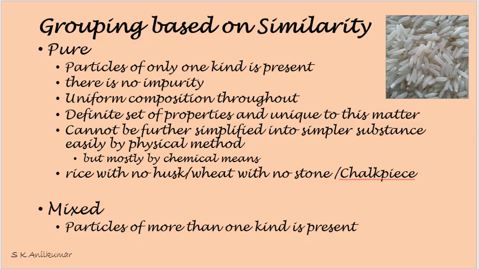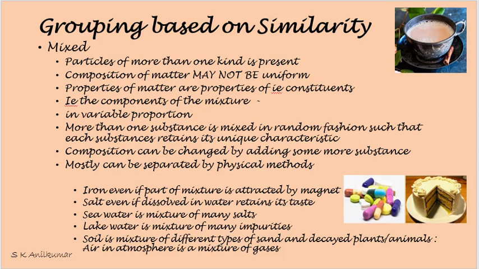Now, when we consider mixed substances, particles of more than one kind are present. That is the most important difference between a pure substance and a mixed substance. The composition of matter may not be uniform. If you are taking wheat with husk, husk will be of different size and shape, wheat will be of different size and shape. Properties of the matter are the properties of the constituents.